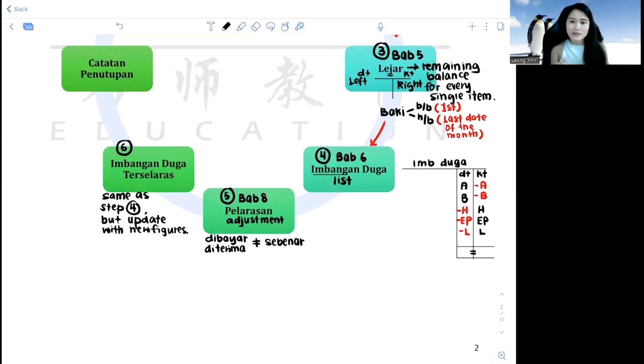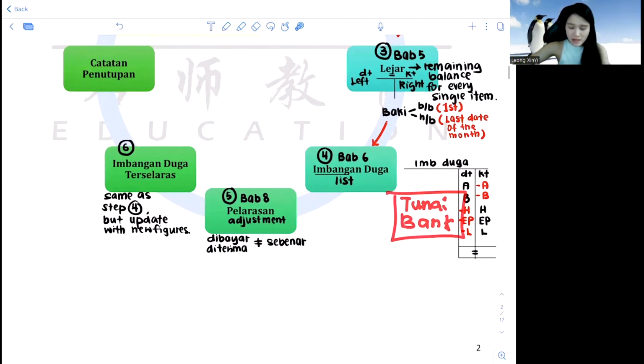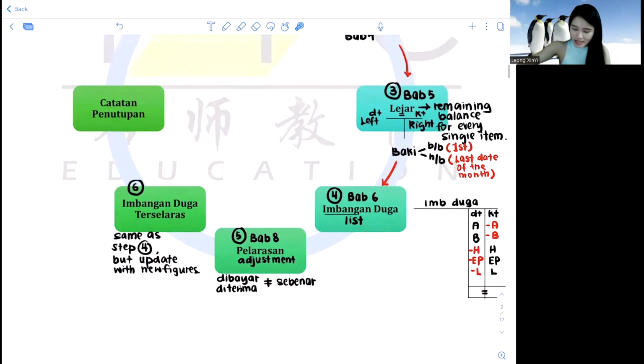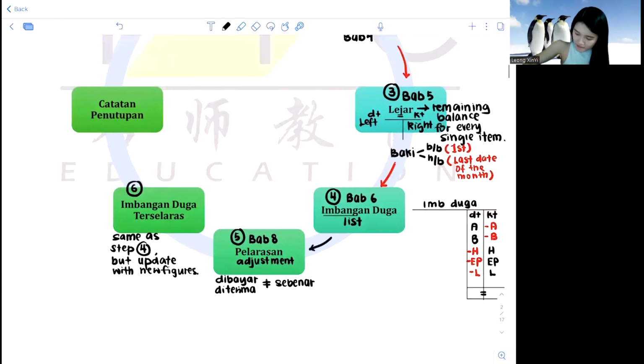So for those things that you don't make any changes to, meaning at this step number 5 the item did not get changed, for example the tunai and the bank weren't changed, you still copy the same number and the same name into your imbangan tuga terselaras. Quite a lot of students think that, just because it's called terselaras, I should only put those things with pelarasan. No, they still want the imbangan tuga, but with updated numbers. Okay, so that is our step number 6.